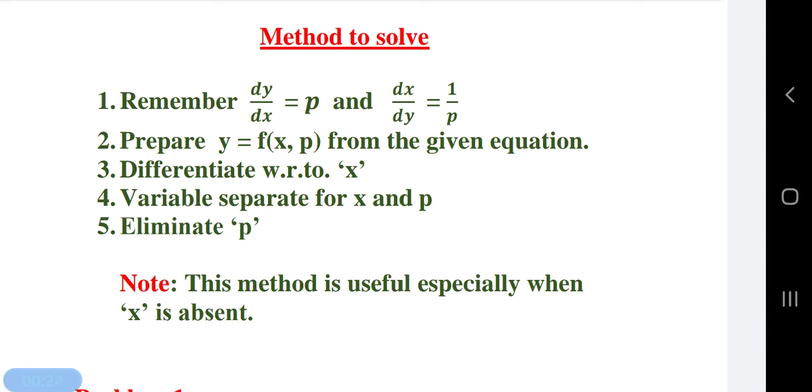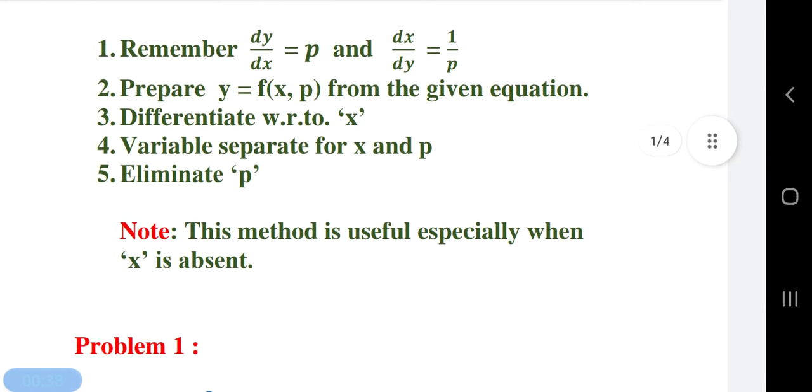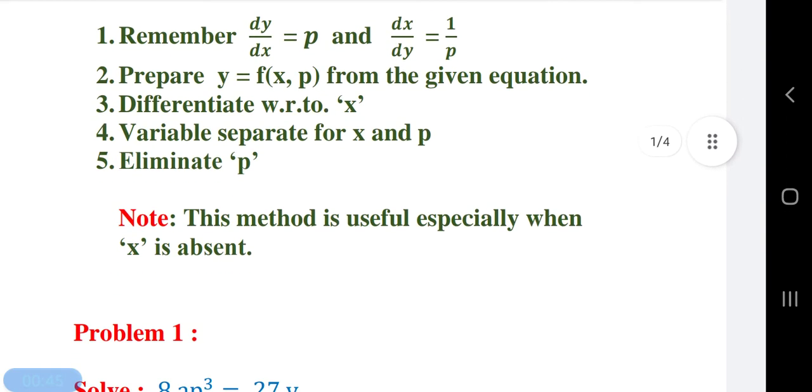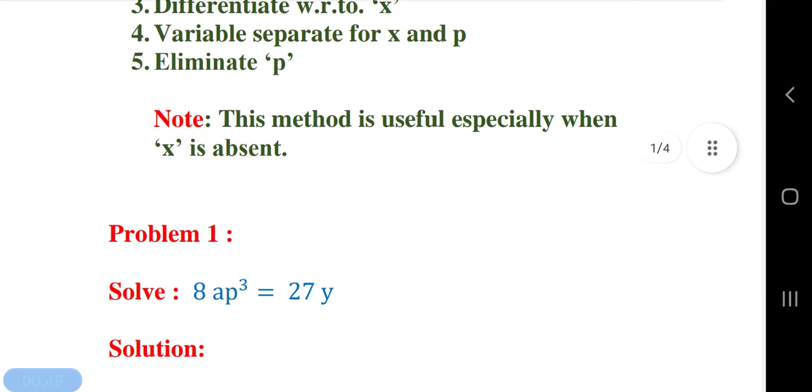That is, we should have y in the left hand side, and x and p on the right hand side. At the end we will eliminate p from the given equation and obtain 1 to get the solution. This method, solvable for y, is useful especially when x is absent.